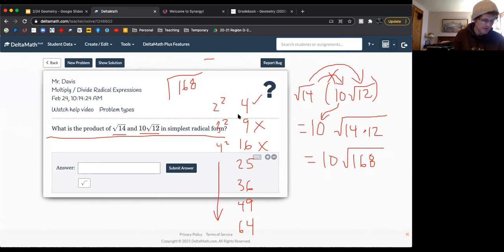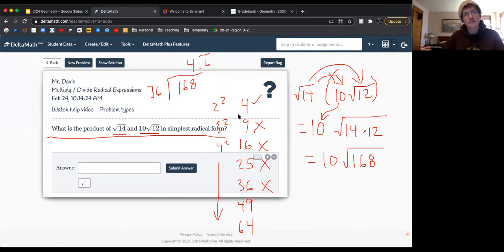Now, maybe 4 is the biggest one we can do. We'll find out. Let me skip 25. If I try 168 divided by 25, we can probably tell that's not going to be a whole number. It's some weird decimal. So I'll put an X by that one. Let me try 36. 168 divided by 36. I'm feeling good about this one, but no. It's 4.6 repeating. So again, that one doesn't work.